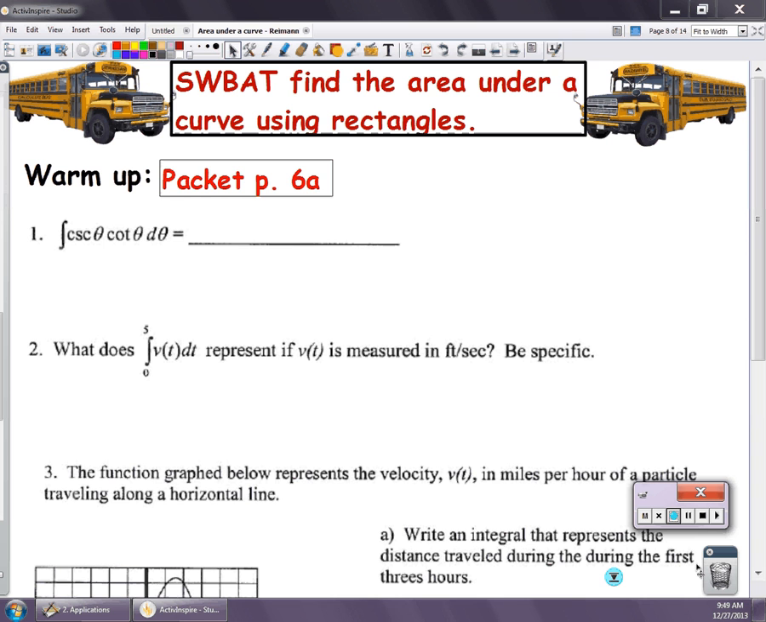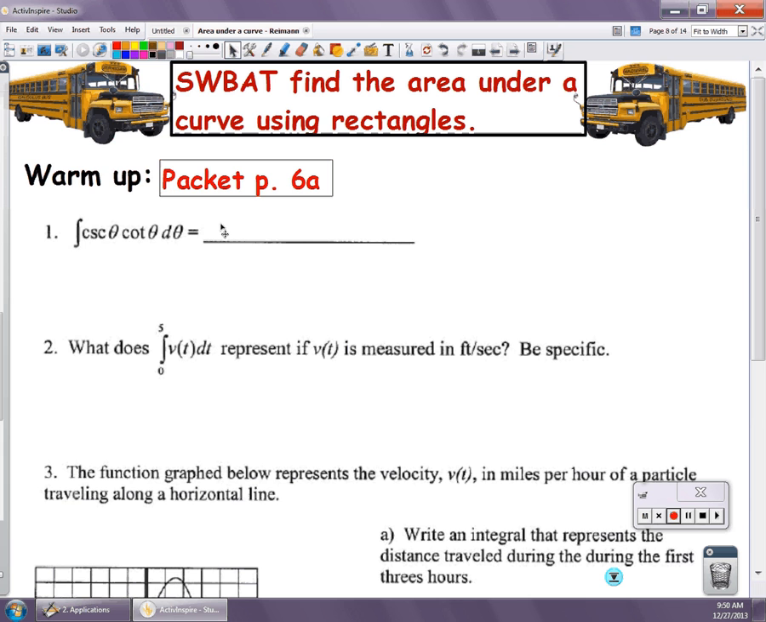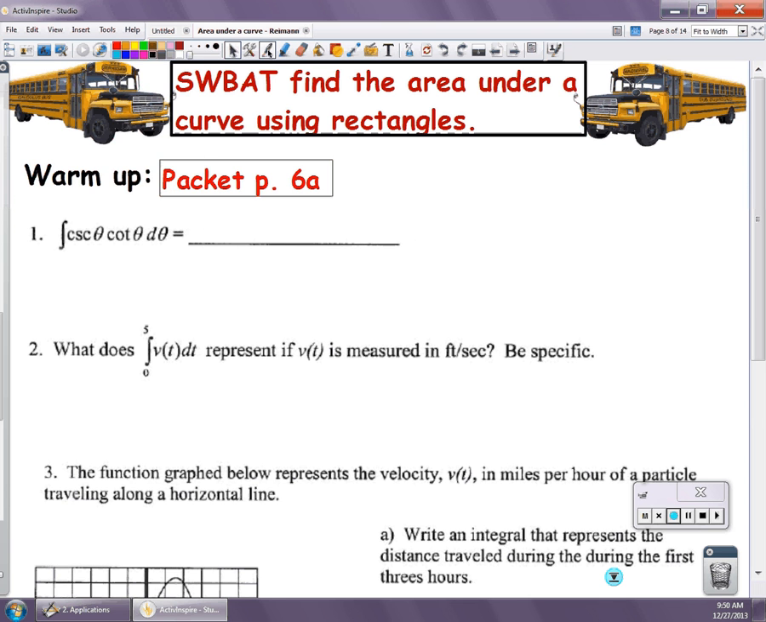If you're in my class, I would encourage you to stop the video, try the warm-up, and then resume the video. In problem number 1, we're finding the antiderivative of cosecant cotangent. So you have to ask yourself from trigonometry, what function has a derivative of cosecant theta cotangent theta? That would be negative cosecant theta plus C, a family of functions that differ by a constant.